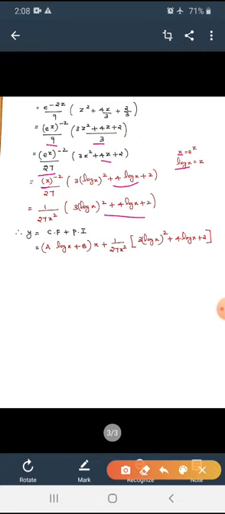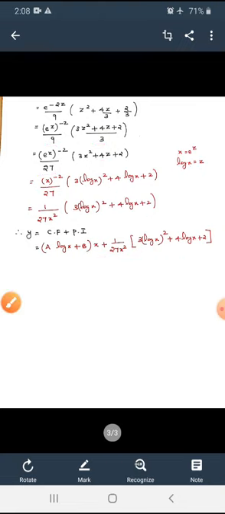Next we can write the solution y is equal to CF plus PI, that is equal to complementary function as a log x plus b into x plus particular integral is 1 by 27 x square into 3 log x the whole square plus 4 log x plus 2. This is the solution of the second problem.